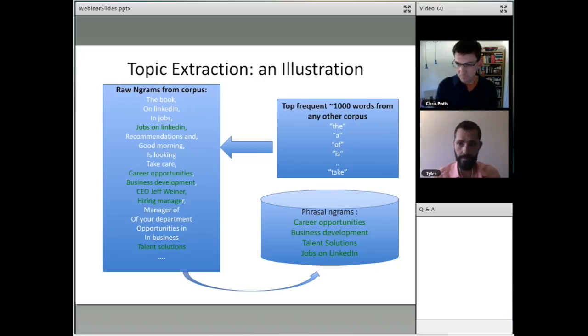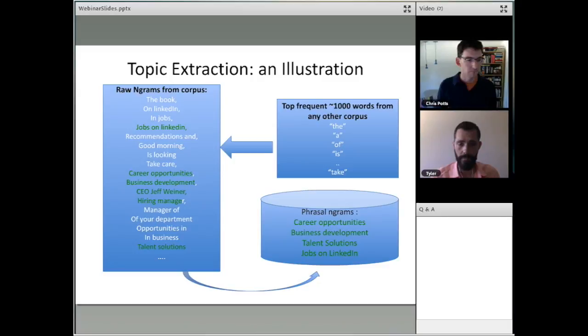A topic, ideally, is a meaningful phrase. So good morning is not really a topic. It's not very interesting. But something like talent solutions or job recommendations is an interesting topic that we want to understand: are people happy or unhappy with, given LinkedIn's work within that domain. Similarly, something that's a fragment like jobs is not a topic, but jobs and opportunities is a topic.